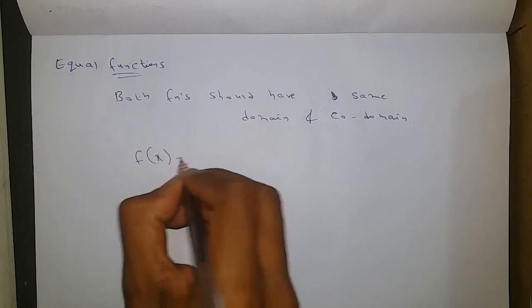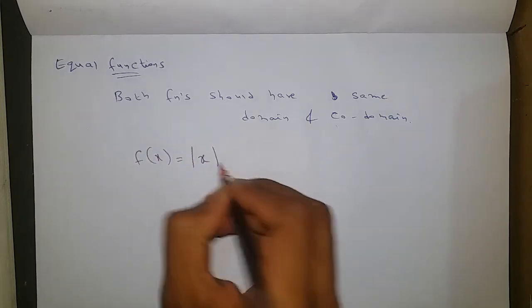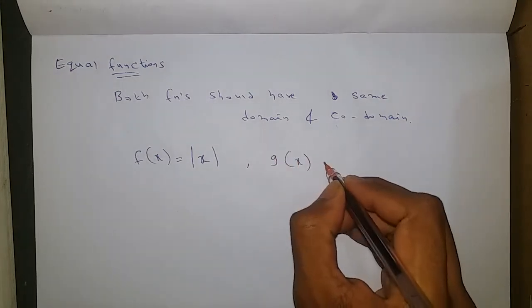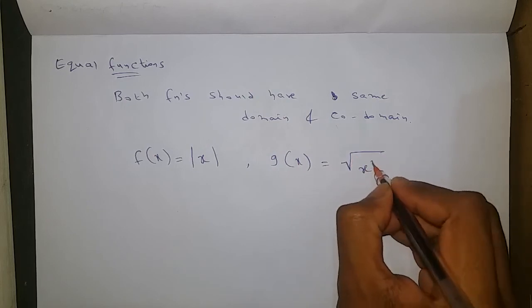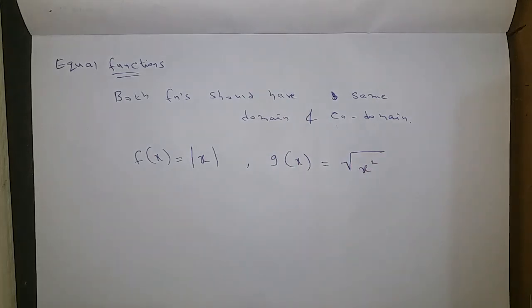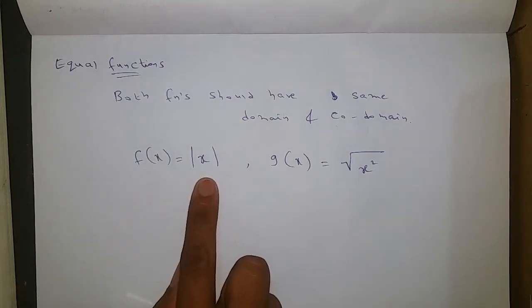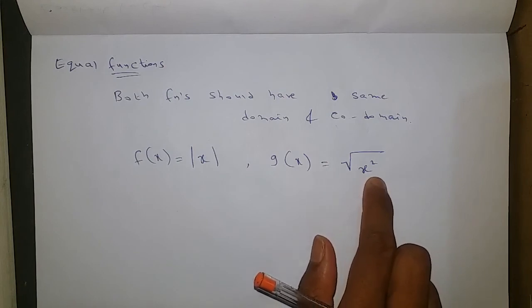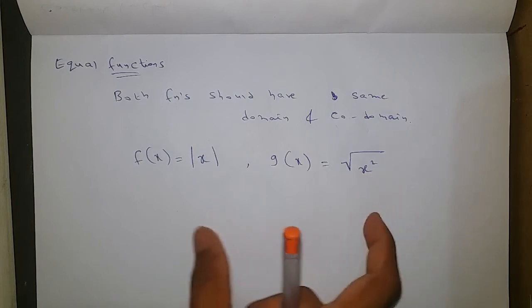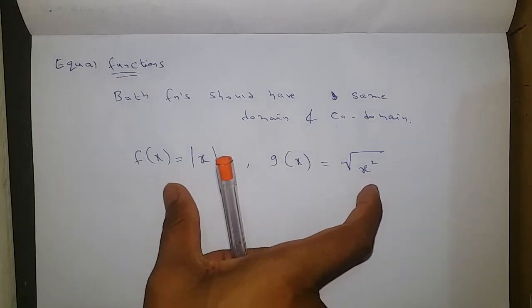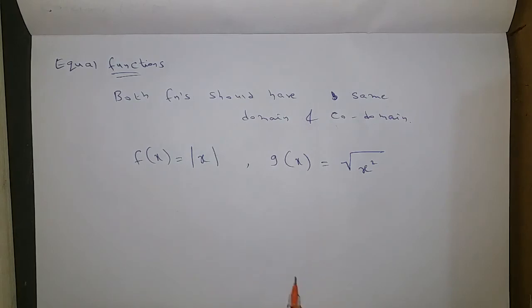f of x is one function which is equal to modulus x. Next, g of x is one more function which is represented as root x square. So we have two functions, one is f of x and g of x. f of x is written as modulus x and g of x as under root x square. If these two have the same domain and codomain, then these are said to be equal functions, right? Let us check once now.